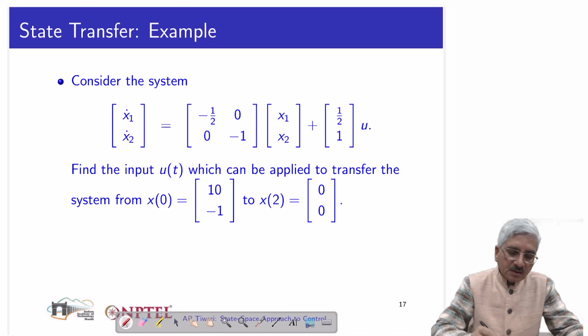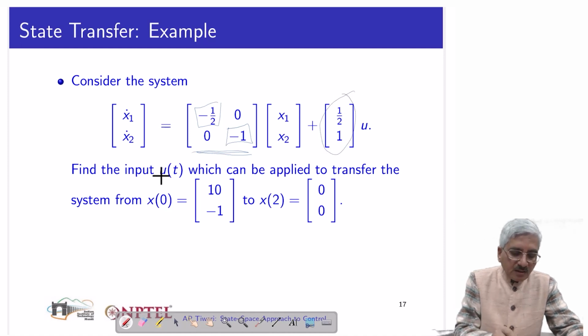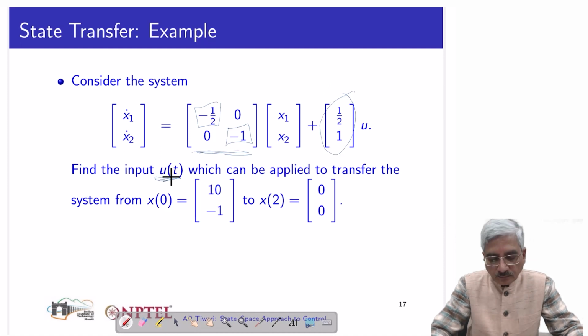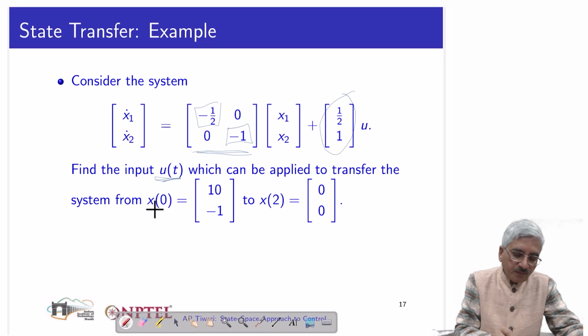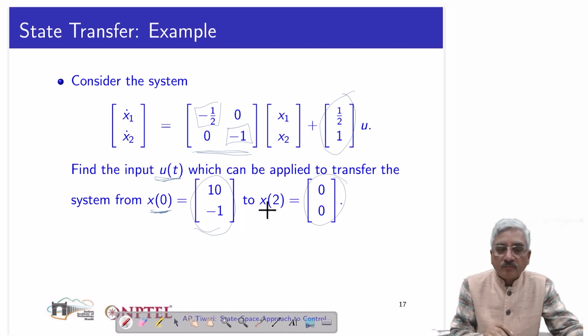This system is of course a simple system given in the diagonal form. One of the eigenvalues is minus half, the other eigenvalue is minus 1, and this system has this input matrix. We have to determine an input u(t) which needs to be applied to transfer the system from [10, -1] at t equal to 0 to 0, 0, the origin of the state space, at t equal to 2.